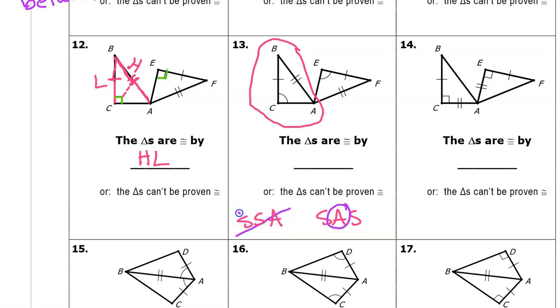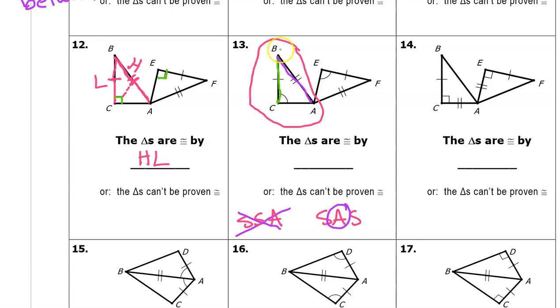However, side-side angle is not a thing. It does not prove triangles are congruent. So if that's the case, then we will circle triangles can't be proven congruent. So let's look at the sides and the angle and see if the angle is between the two sides. Let's trace the two sides. So here is one side that's marked congruent. All right, here is another side that is marked congruent.